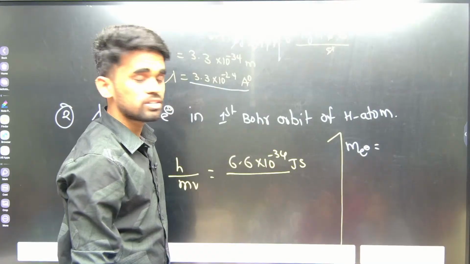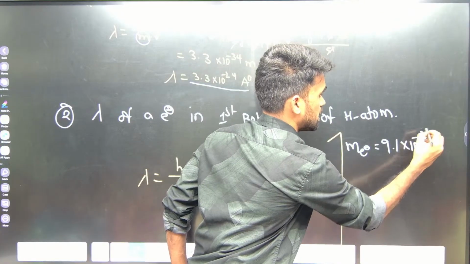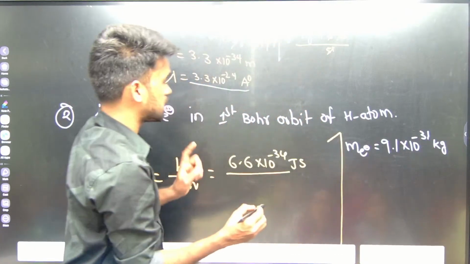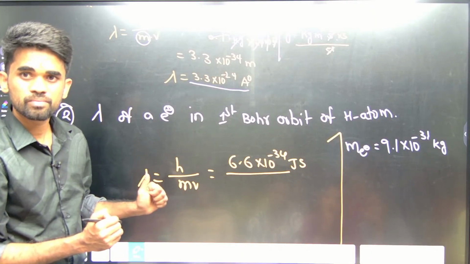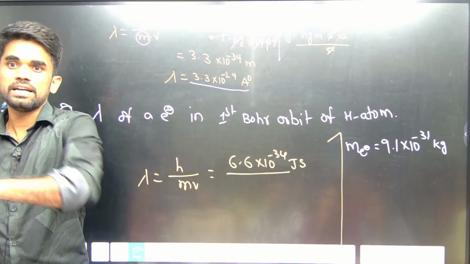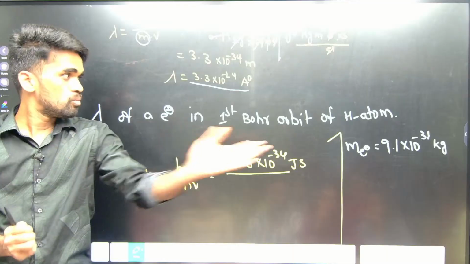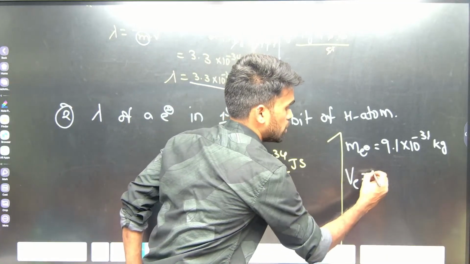What is the mass of electron? 9.1 into 10 power minus 31 kg. Next, what about the velocity of electron here? I need the V value now. How can we get that? You just now studied those formulas. Velocity of electron revolving in the Bohr orbit. What is that formula? Velocity of electron, tell me.